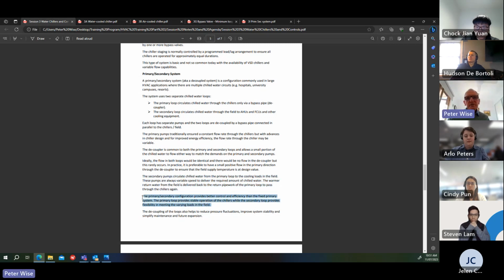The primary secondary configuration provides better control and efficiency than a fixed primary system. As I said, this was the example I gave you before. Before we used primary secondary in Australia, I did a very large project. There was a constant flow, four separate loops out in the field. There was a convention centre, casino, hotel, and another area. It was all fixed flow, with three bypasses. So that was quite complex as well.